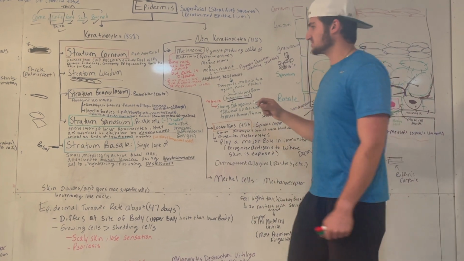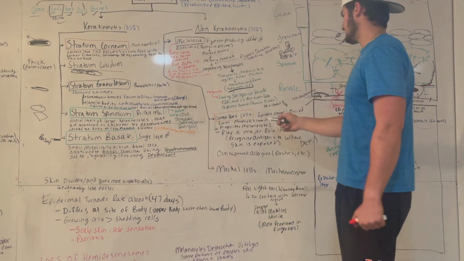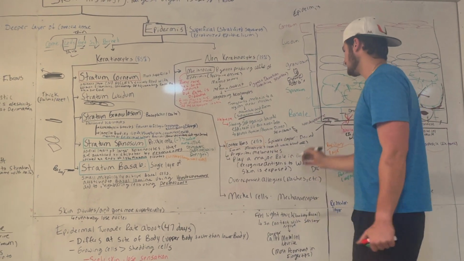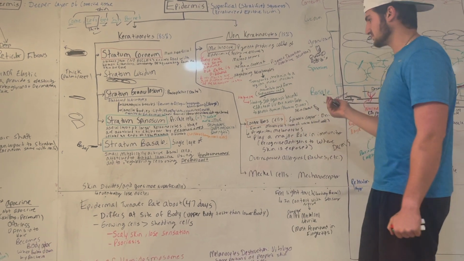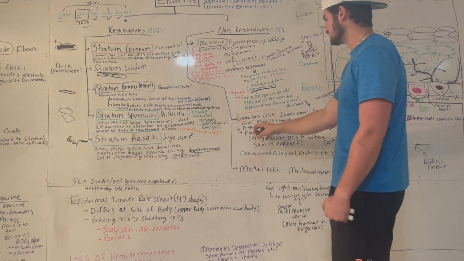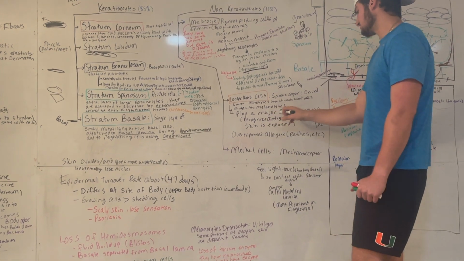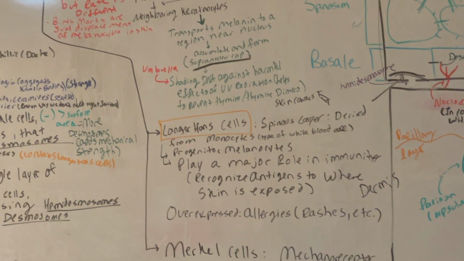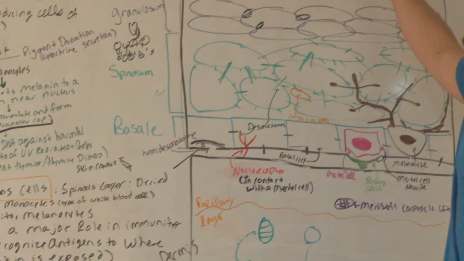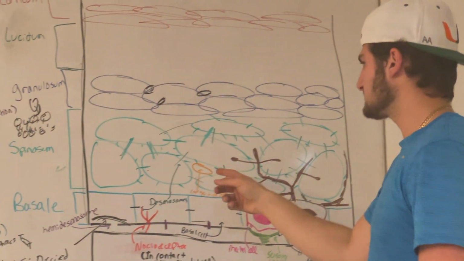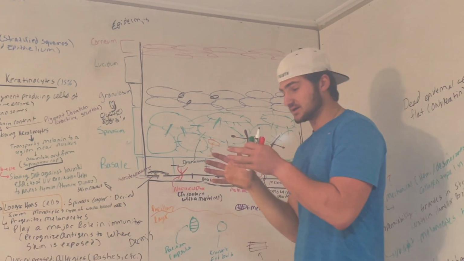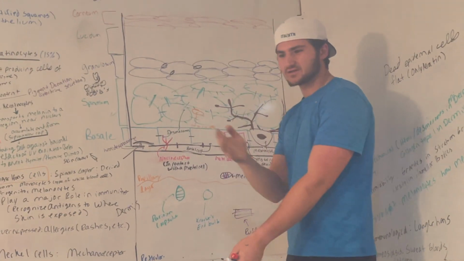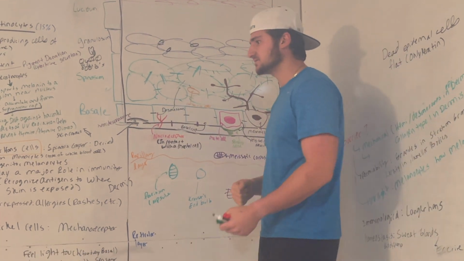Langerhans cells, right? This is going to be in the stratum spinosum. What are these guys? Basically, they play an important role in immune function. They're derived from monocytes, which are a type of white blood cell, and they're derived from progenitor melanocytes. They play a major role in immunity. They recognize antigens where the skin is exposed. So they're over here, right? And with the skin layer, if you get a little cut or an exposure, this is going to say, okay, I'm going to pick up the antigen, and I'm going to send all cells to me to try to help kill it. That's why if you get a little cut, you see a little swelling, some rashes, right?